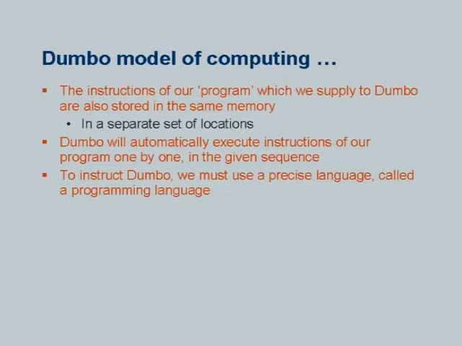There is still an important aspect that needs to be mentioned. We have indicated in our simplistic model that Dumbo is a stored program, has a stored program capability. What it means is that the instructions in our program that we supply to Dumbo have to be stored somewhere. We had indicated that these are also stored in the same memory, perhaps in a separate set of locations.